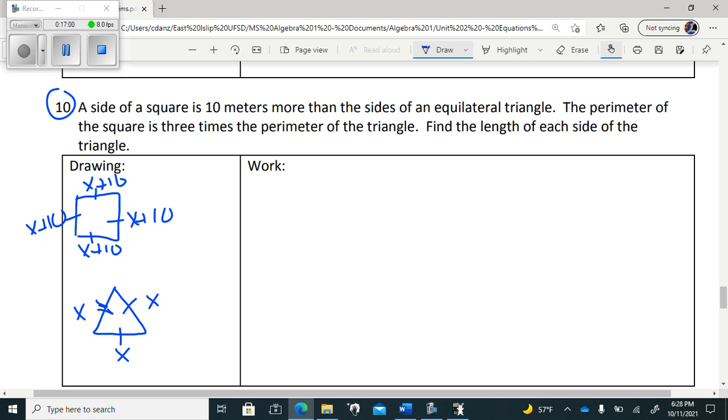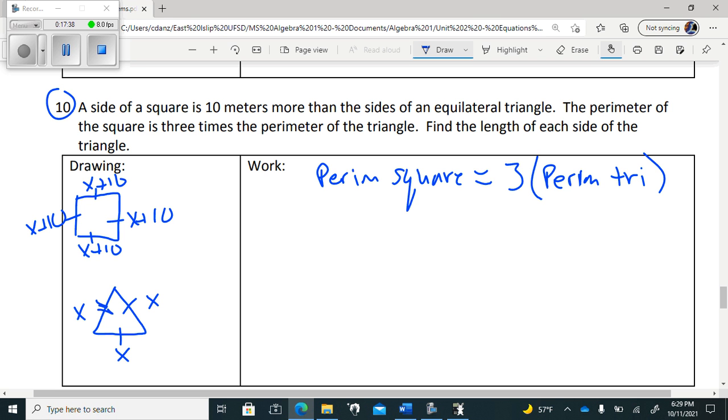The perimeter of the square is 3 times the perimeter of the triangle. So let's think about this. The perimeter of the square is 3 times the perimeter of the triangle. I made like a little note for myself. Perimeter of the square is, so I put an equal sign, 3 times the perimeter of the triangle. So let me do it.